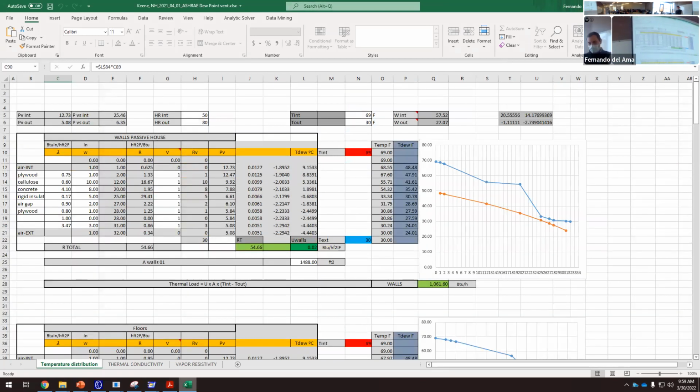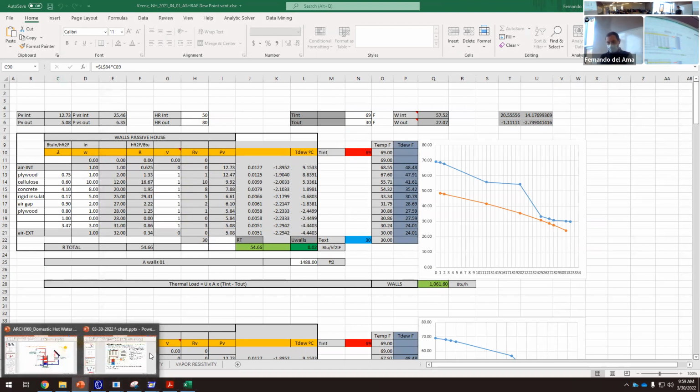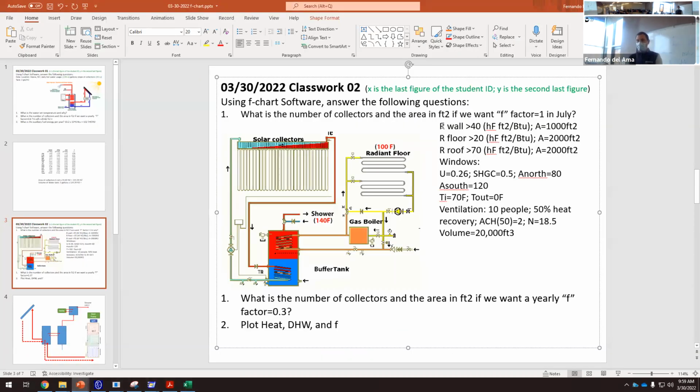Okay, so we can use here the data. This is what you have to do. The R value of the wall has to be above 40. The R value of the floor has to be above 20. The R value of the roof has to be above 70, sorry. We have done that. It depends on the thickness of the thermal insulation. So you have to provide me with a detail in which you show me that you have these values.